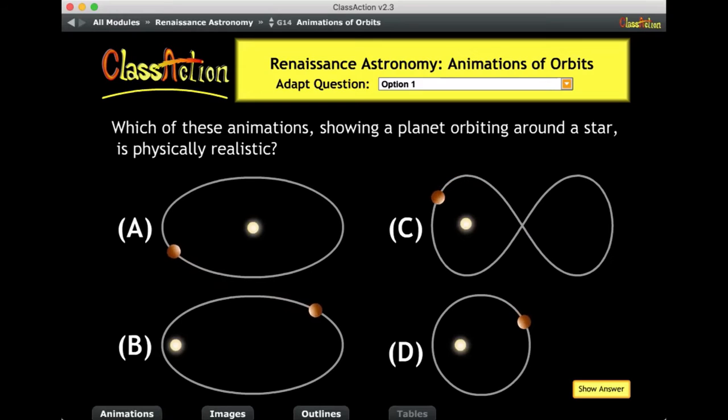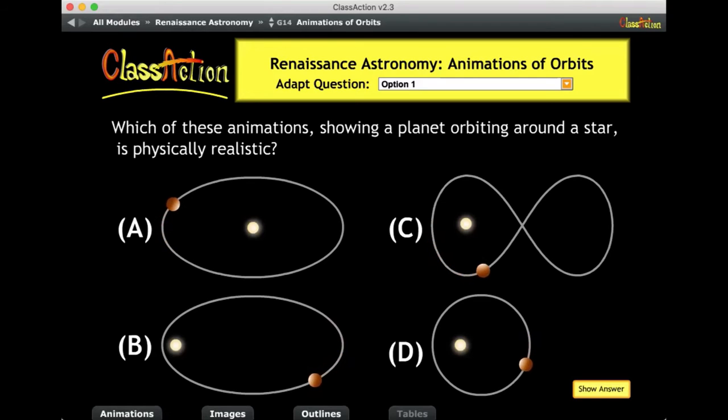Today's review question deals with the shapes of orbits. We've got 4 orbits here, and I'm curious which of these is physically realistic. Only one of these orbits is physically realistic. So take a look at them, pause the video, make a guess, and we'll come back and talk about each one of them in turn.